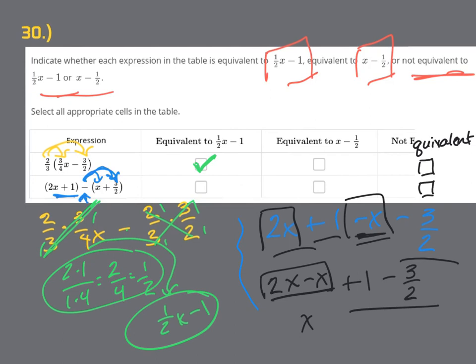1 minus 3/2. I've got one whole thing minus 3/2. Can I do that? Well, if I think about my 3/2 as 1 and 1/2, I take away 1 and 1/2. Well, 1 minus 1 is 0. I've got a minus 1/2. Wait a second, is that what's up there?